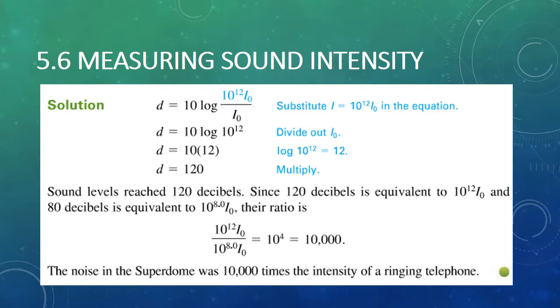80 decibels is equivalent to 10 to the 8th times I sub 0, so the ratio 10 to the 12th over 10 to the 8th gives us 10 to the 4th, or 10,000. In other words, the noise in the Superdome was 10,000 times the intensity of a ringing telephone.